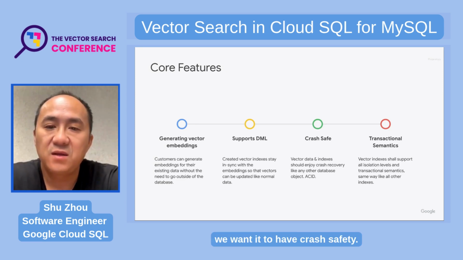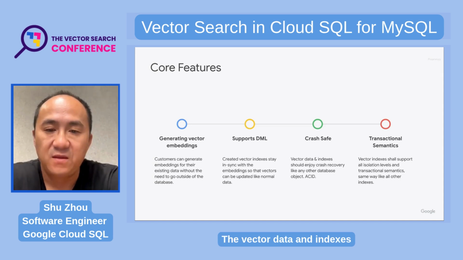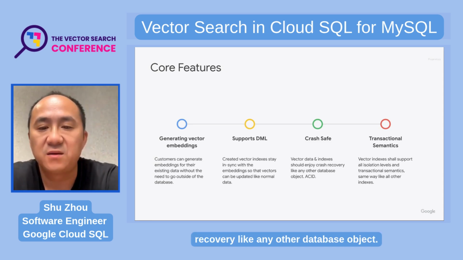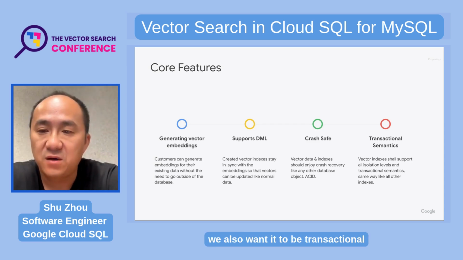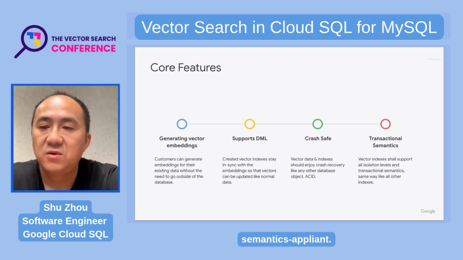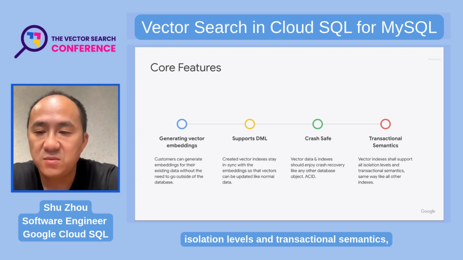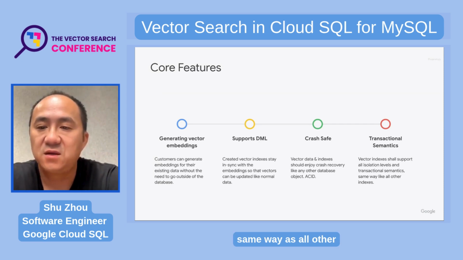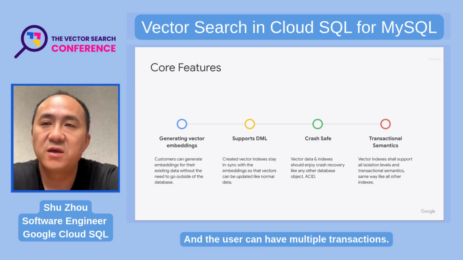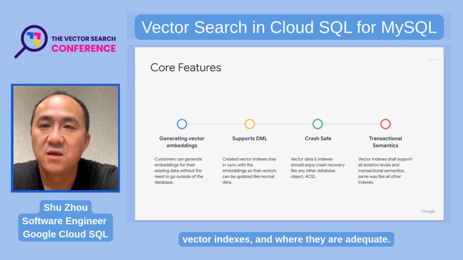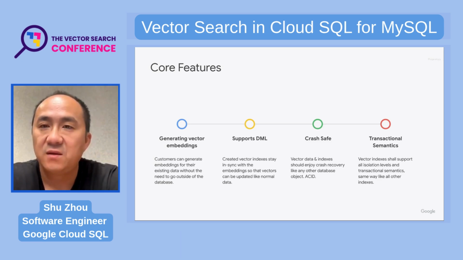And the second, we want it to have crash safety. The vector data and indexes should enjoy crash recovery like any other database. And on top of that, we also want it to be compliant with transactional semantics. So vector indexes shall support all the isolation levels and transactional semantics, the same way as all other indexes. And the user can have multiple transactions. They can access the vector data and vector indexes with adequate scope and visibility.